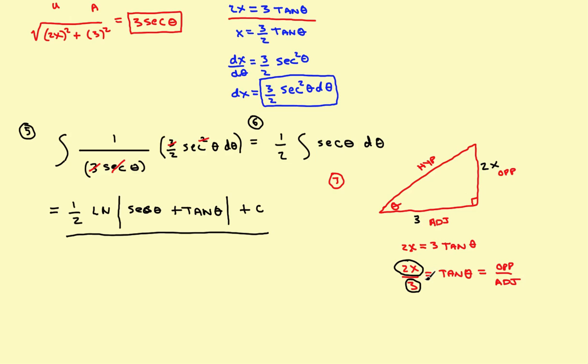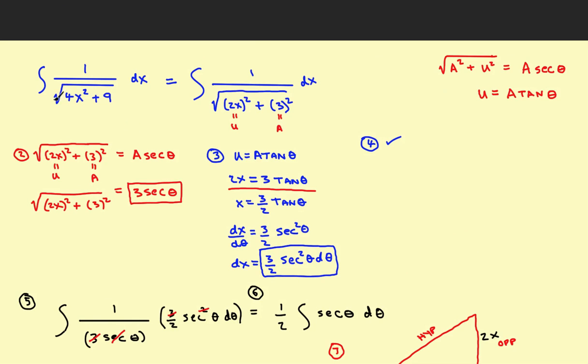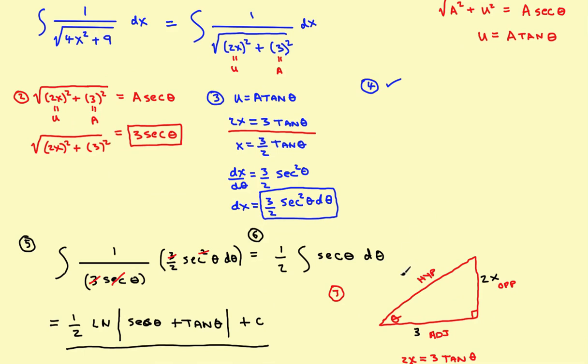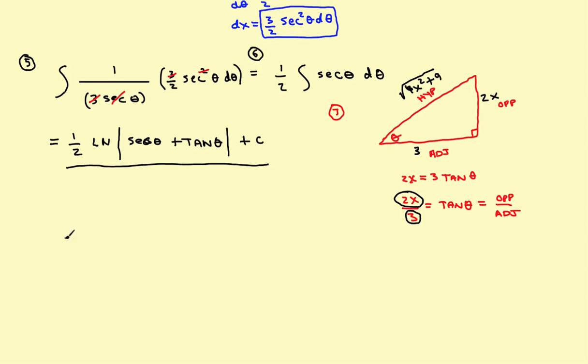So opposite over adjacent. Now, like we've talked about in the previous problems, the remaining side is always just whatever that original square root was. So it's the square root of 4x squared plus 9. So that's the remaining side. Now you've got all three sides to your triangle. With that in mind, you can finally change this answer in terms of theta into an answer in terms of x, and you'll be done.